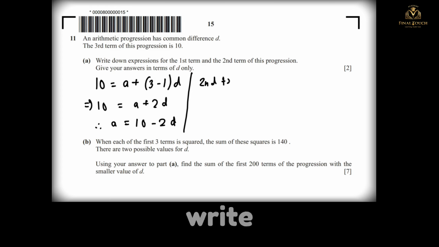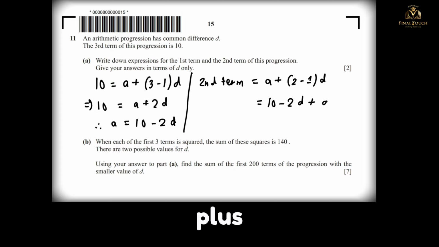we can just simply write a plus (2 minus 1) d. That would give us a. A is actually 10 minus 2d. We should write that. A is 10 minus 2d, and that would be plus d. We end up with 10 minus d. So that's your answer for 11a.